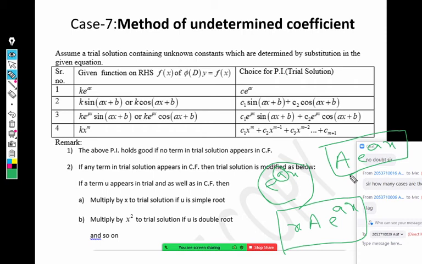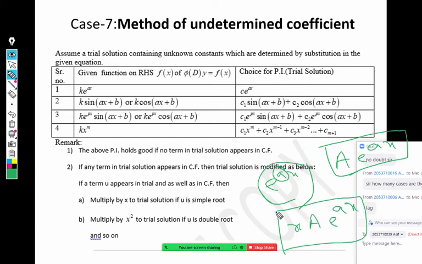Suppose a is a repeated root of the auxiliary equation, then what should be the trial? We should say x square into A e raised to ax. So indirectly, just think first of all by the auxiliary equation only. If a becomes a root, obviously we should multiply by x to the YP, and that x you have to take as a trial here.